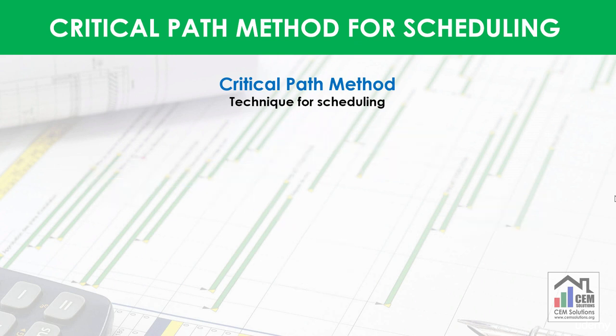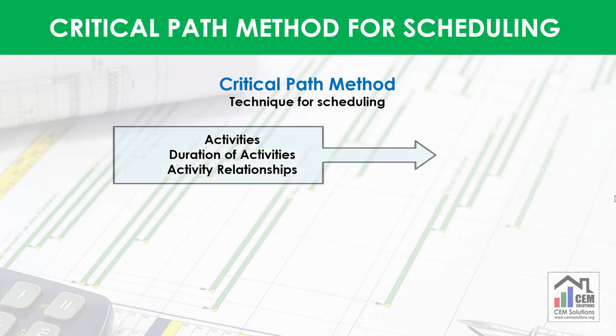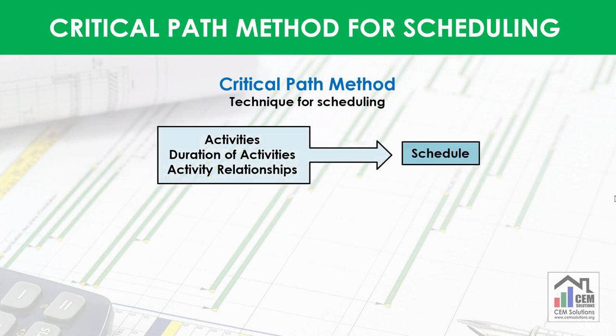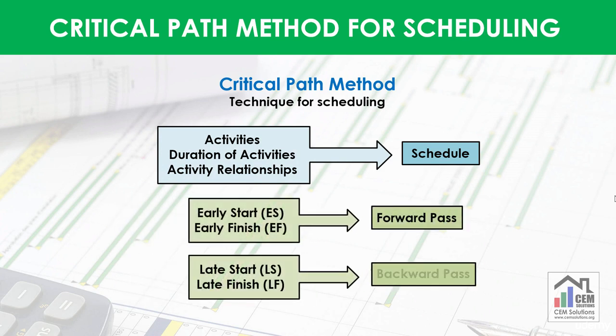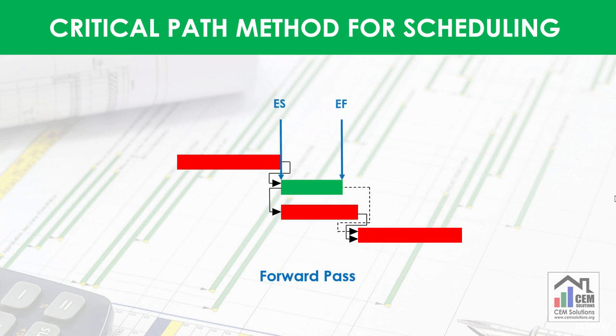In CPM technique, activities, their durations, and their relationships are analyzed to develop a schedule. CPM calculations are then performed on schedule to know early and late dates of activities by forward and backward pass. In forward pass, early start and early finish dates of activities are calculated, which means how early an activity can start and finish. In backward pass, late start and late finish dates of activities are calculated, which means how late an activity can start and finish.